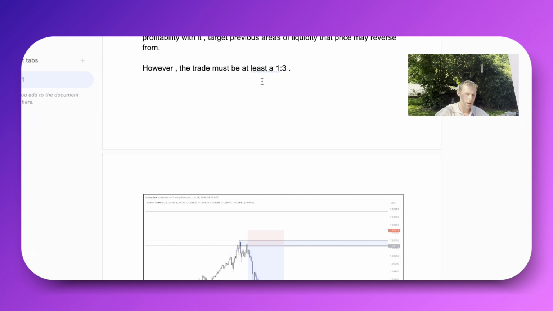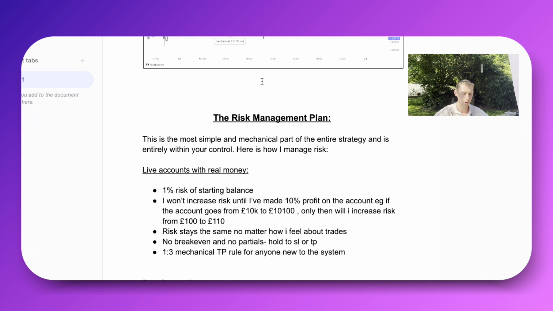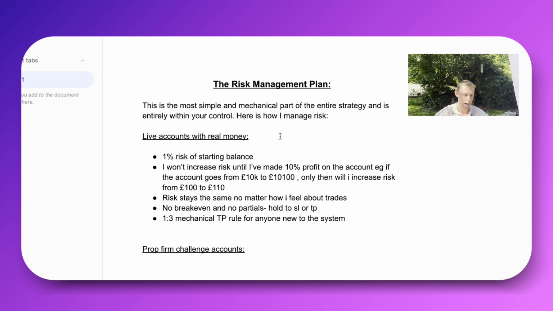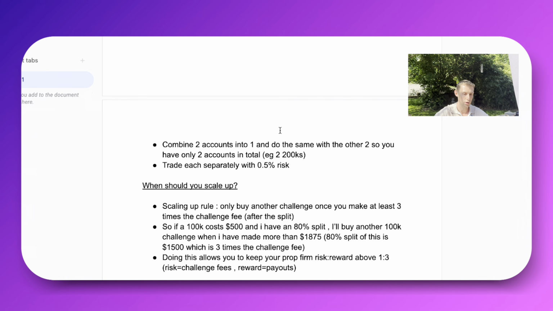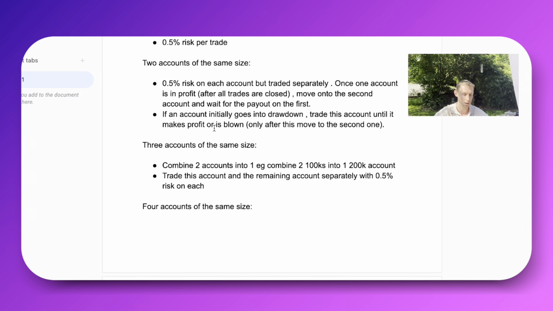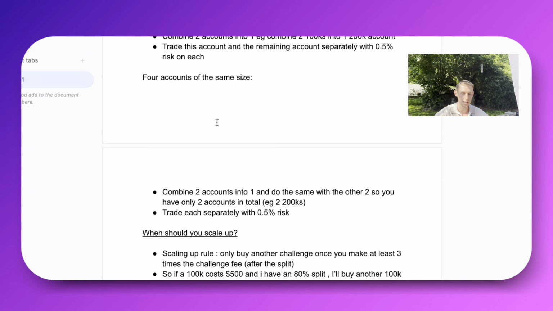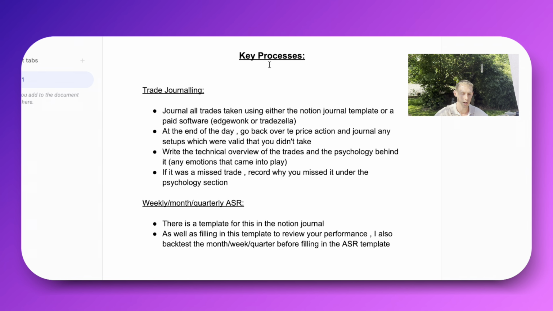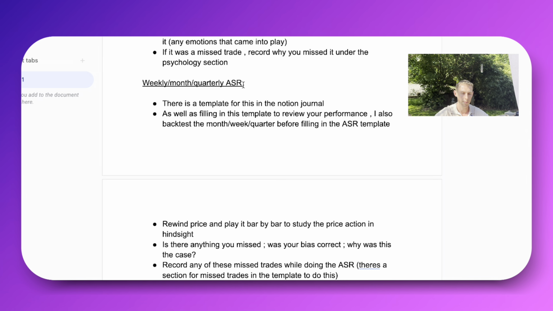Now, I've included down here a few more notes on risk management and risk management for prop firms, whether you're trading a single account, multiple accounts, or your own live personal account as well. I've got a few key processes here that I implement, such as trade journaling. I've detailed exactly how I do that, as well as something called ASR, which is like a period-wise performance review, whether that be weekly, monthly, or quarterly. And I've also outlined how to do that as well.